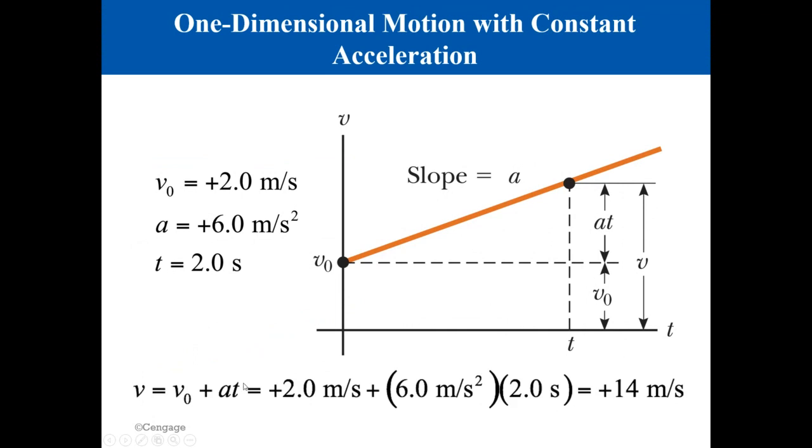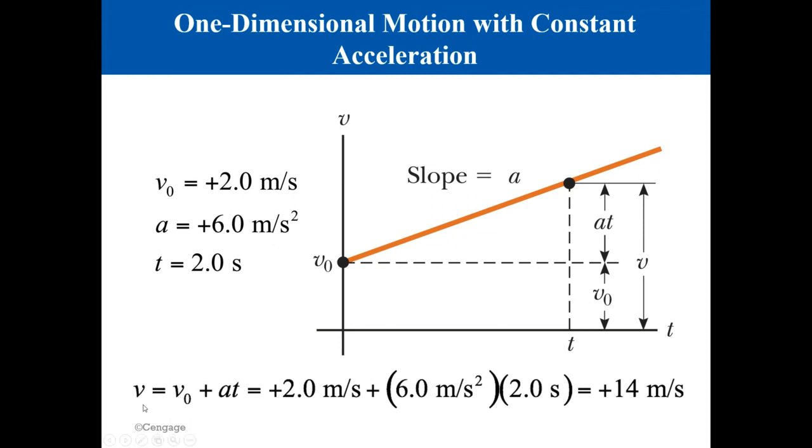So here, the initial velocity was 2 meters per second. It's not 0. This is the velocity axis. It was 2 meters per second. And the acceleration was 6 meters per second squared, given to us. We are interested in calculating the final velocity after 2 seconds.